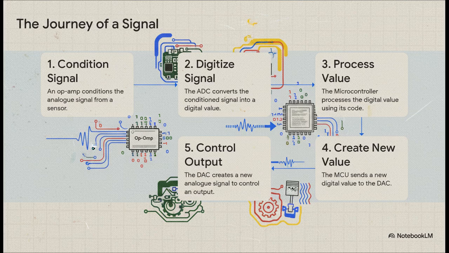It then sends a new digital number to a DAC. The DAC creates a new analog signal to control a motor, or a valve, or an LED, and that changes the physical world. That right there, that is the very essence of mechatronics and embedded systems.